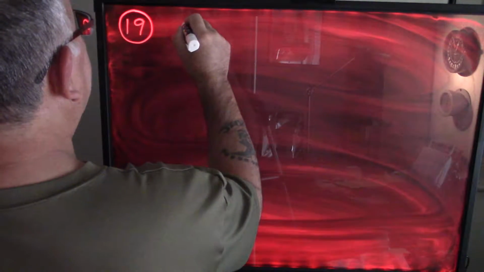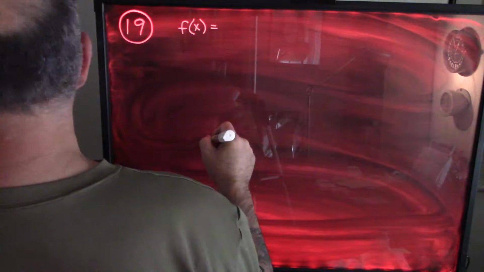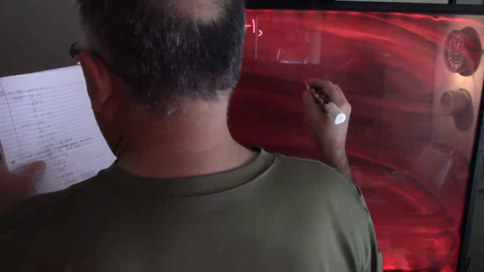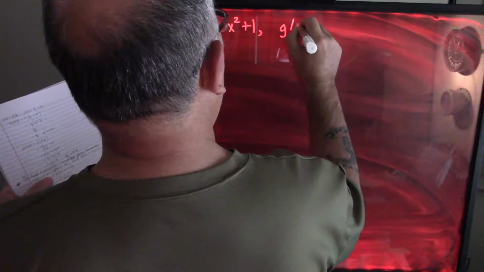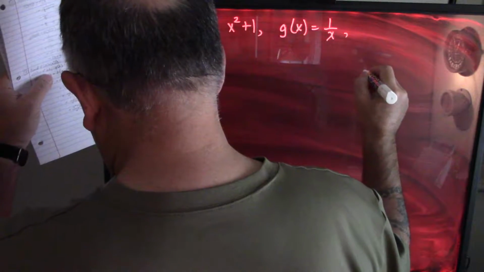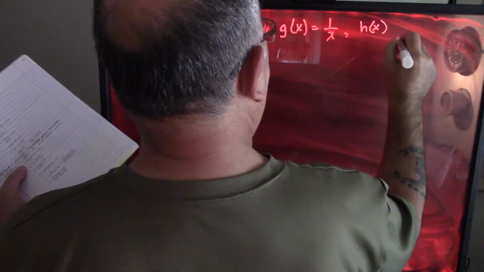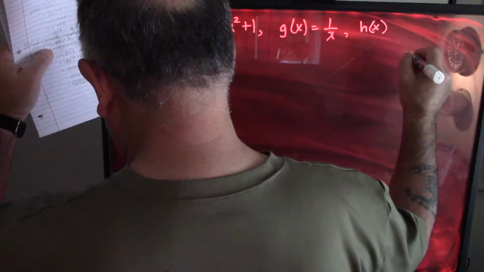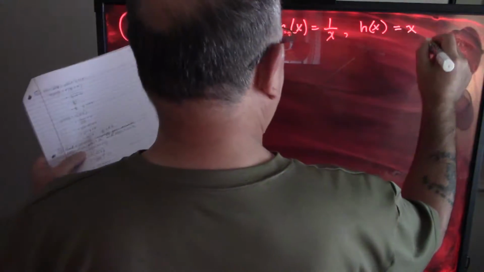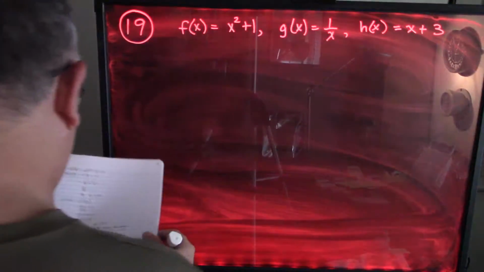f of x is x squared plus 1. g of x is 1 over x. And h of x is x plus 3. Fortunately, each of these is not too difficult. So they had a little mercy with us, didn't they? Thank you, author, whoever you are, or authors.